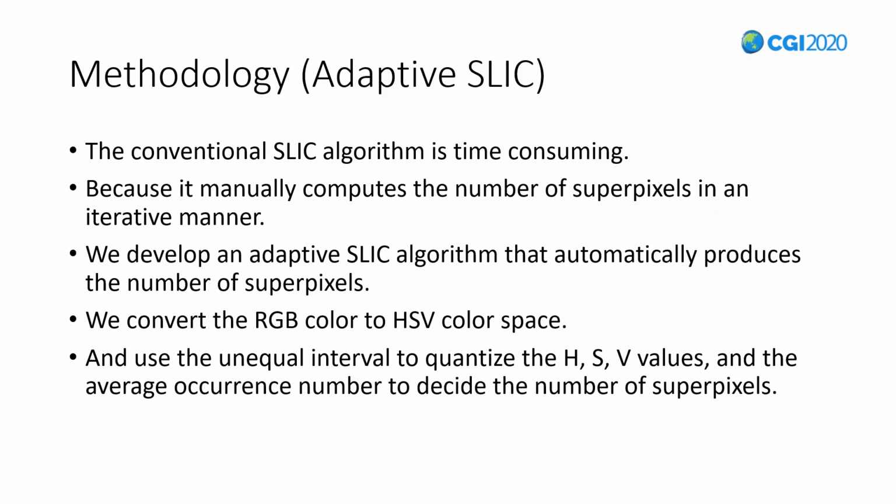The first step is the adaptive SLIC. The conventional SLIC algorithm is time consuming because it manually computes the number of superpixels in an iterative manner. On the other hand, we have developed an adaptive SLIC algorithm that automatically produces the number of superpixels. In our technique, we convert the RGB color space to HSV color space and use the unequal interval to quantize the HSV values and the average occurrence number to decide the number of superpixels.